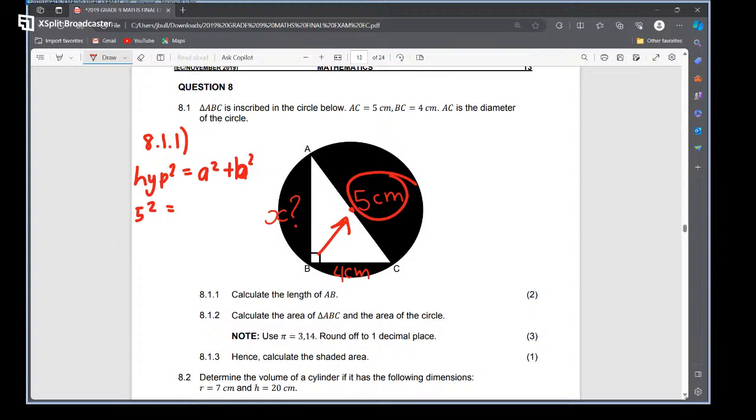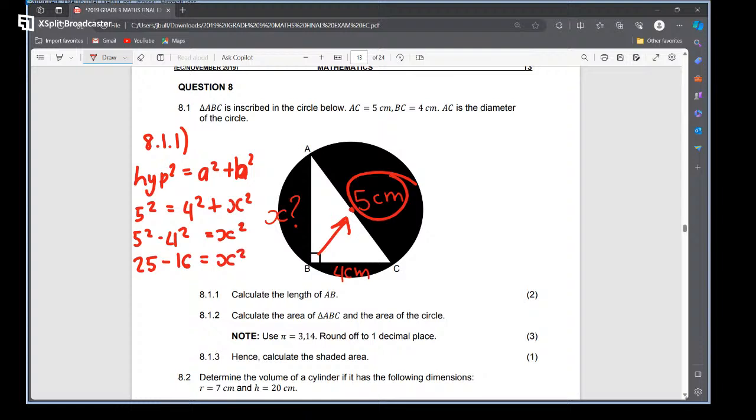Okay, so 5 squared is equal to 4 squared, doesn't matter what order you do this in, plus x squared. We can then work this out. So what I would do is take that 4 squared across. So I'd say 5 squared minus the 4 squared is equal to x squared. If we work that out, 5 squared is 25, 4 squared is 16, is equal to x squared.